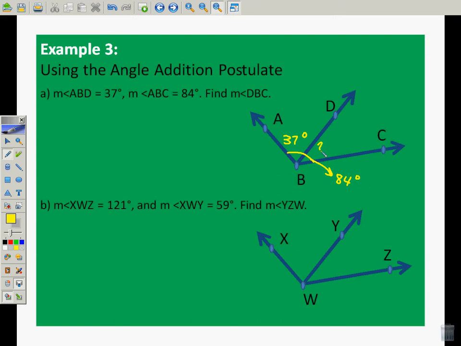Well, if we know that the whole thing is 84 and part of it is 37, what are we really doing here? We're subtracting the part that we know from the whole. And so we go through our steps here and we find out that this part must be equal to 47 degrees, because together they're 84. That's the angle addition postulate. Two angles together add up to the whole sum.